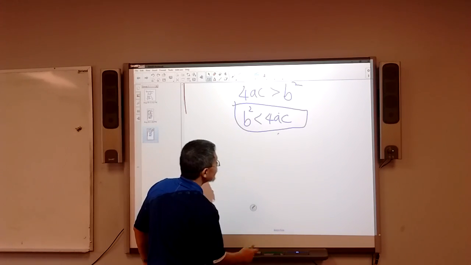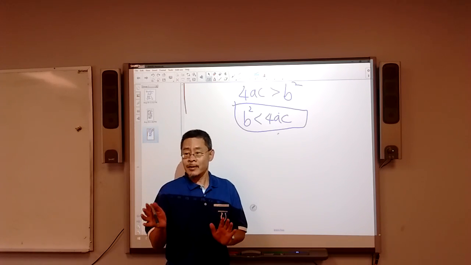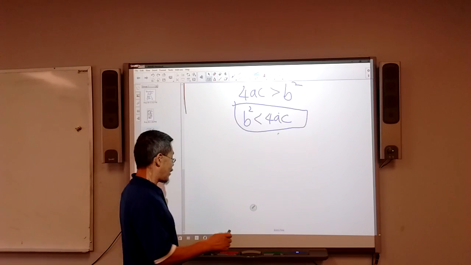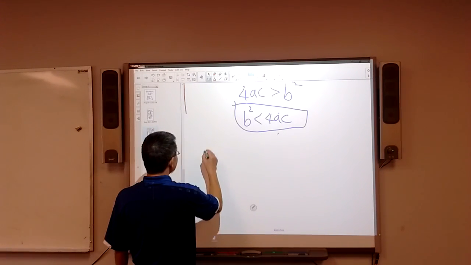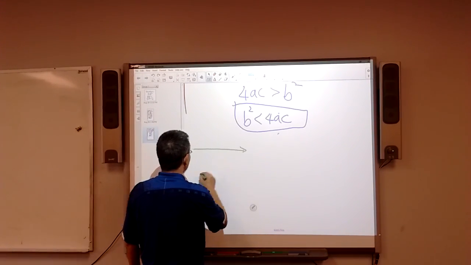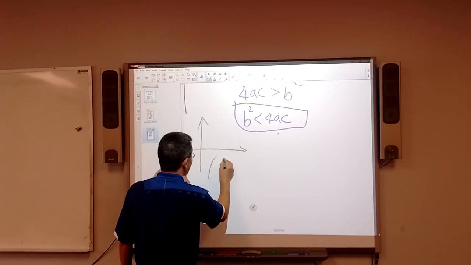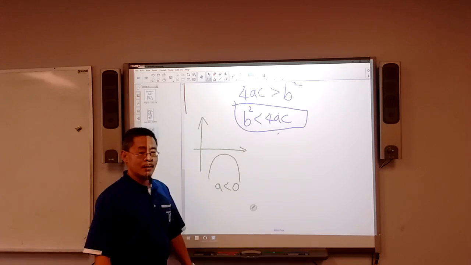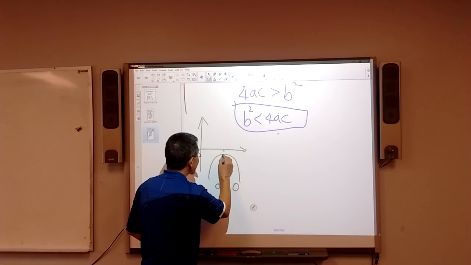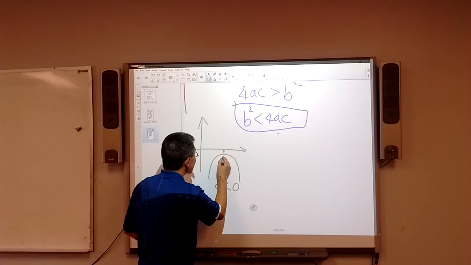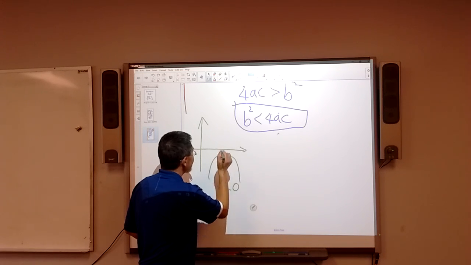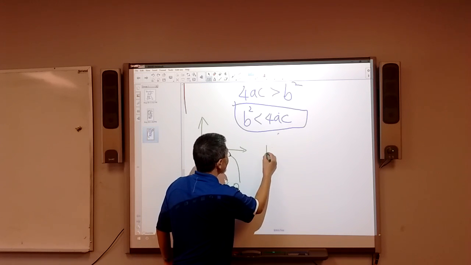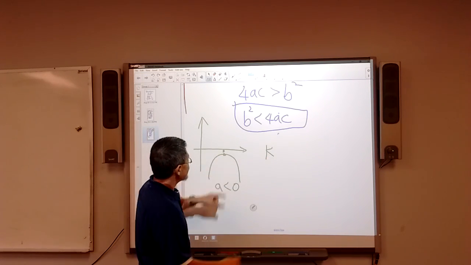Right? We good so far? But there's another situation: a less than 0. What happens if a is less than 0? We get a graph like this. When this happens, what's our k? Zero? Less than 0, right?